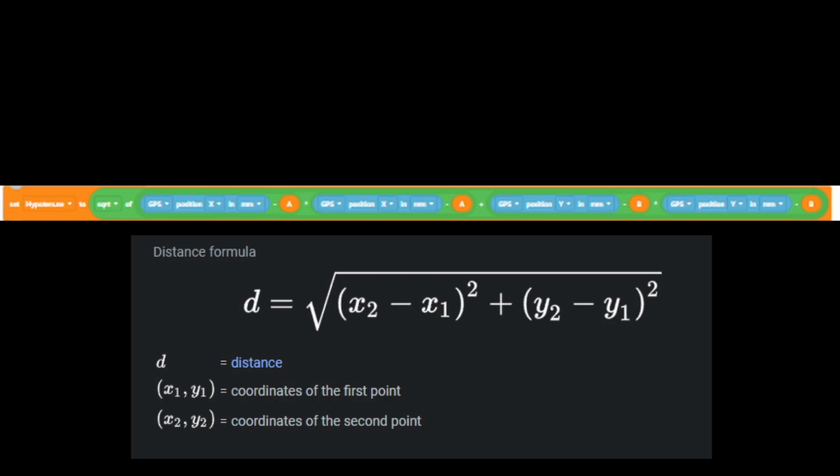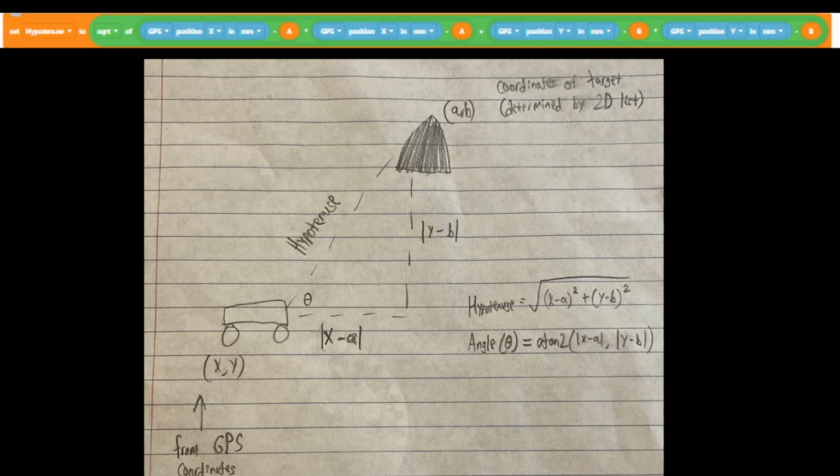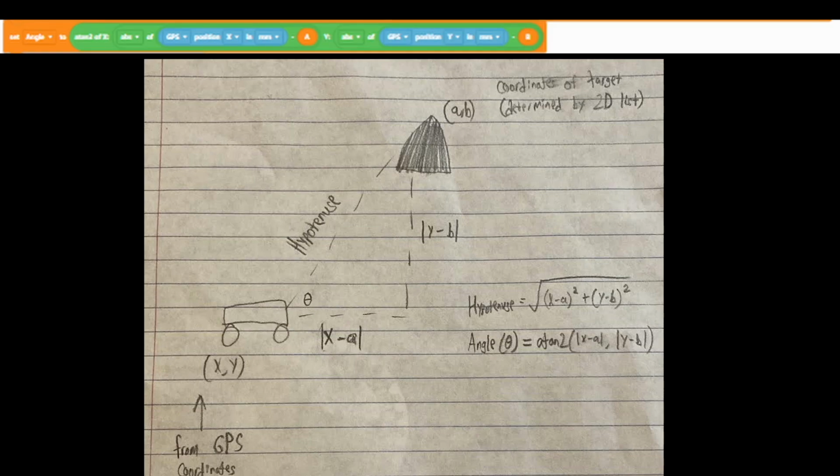The distance formula works because it is based on imagining the robot and target forming a right triangle, and this same fundamental concept is what helps derive the angle formula. Using the 2-argument arctangent function, which finds the angle by calculating the arctangent of the imagined right triangle, we can obtain the angle that the robot must go in order to meet the target. This value can be stored in a variable named angle.